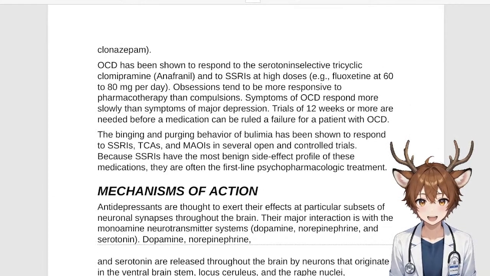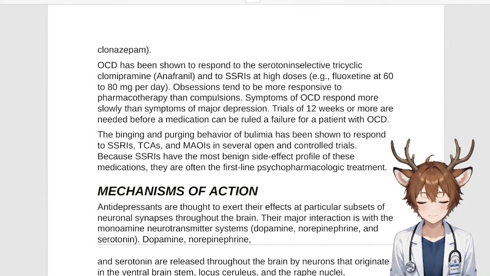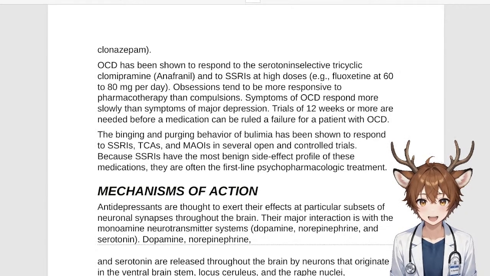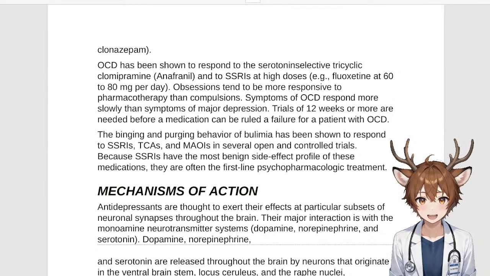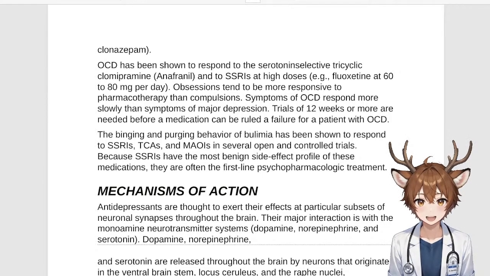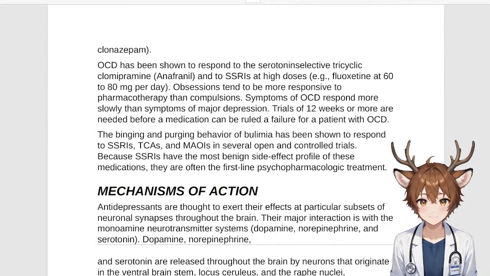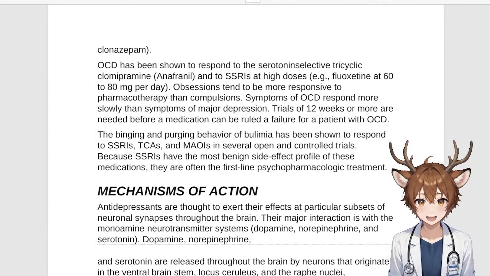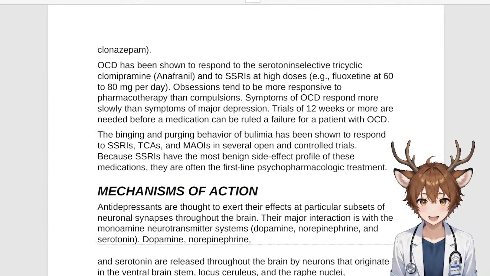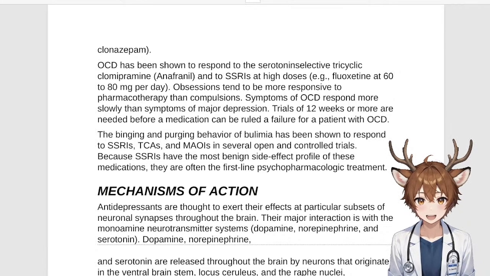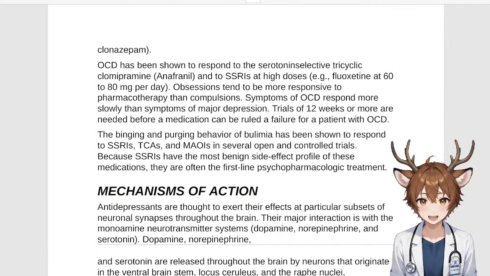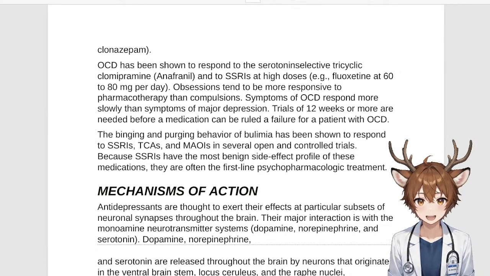OCD has been shown to respond to the serotonin-selective tricyclic clomipramine, Anafranil, and to the SSRIs at high doses, that is to say, fluoxetine at 60 to 80 milligrams per day. Obsessions tend to be more responsive to pharmacotherapy than compulsions. Symptoms of OCD respond more slowly than symptoms of major depression. Trials of 12 weeks or more are needed before a medication can be ruled a failure for a patient with OCD.